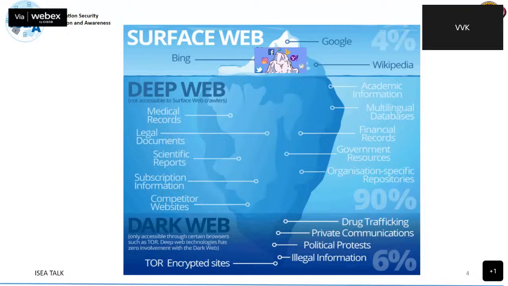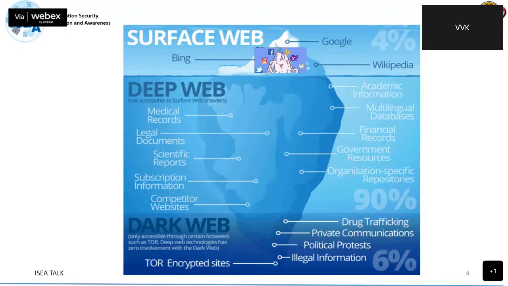And next we have 90% of the data in the deep web. And this is not accessible by Google. If you type something, the information that is there in this 90% will not appear in Google searches or Bing searches. And no information about this is also available in Wikipedia or any other such regular application.